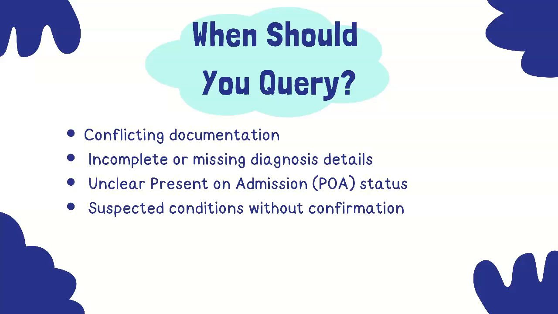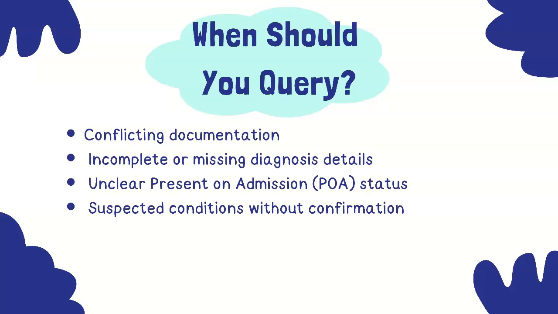Let's see what else. Oh, POA status is unclear. As you know, POA status can affect quality reporting and reimbursement. We're not querying for reimbursement, but as you know, we have to put the POA indicator on the claim form. And so we need to have clarity.